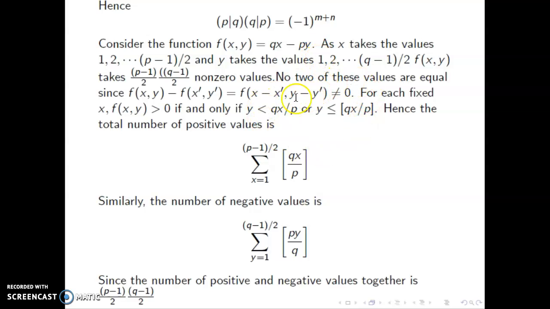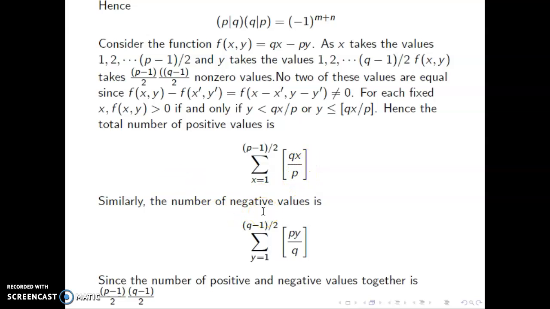So when I simplify that, I get f of x minus x dash y minus y dash, and that is not equal to 0. For each fixed x, f of xy is greater than 0 if and only if y is less than or equal to qx by p, the integer part of that. Hence the total number of positive values is summation x equal to 1 to p minus 1 by 2 of the integer part of qx by p.